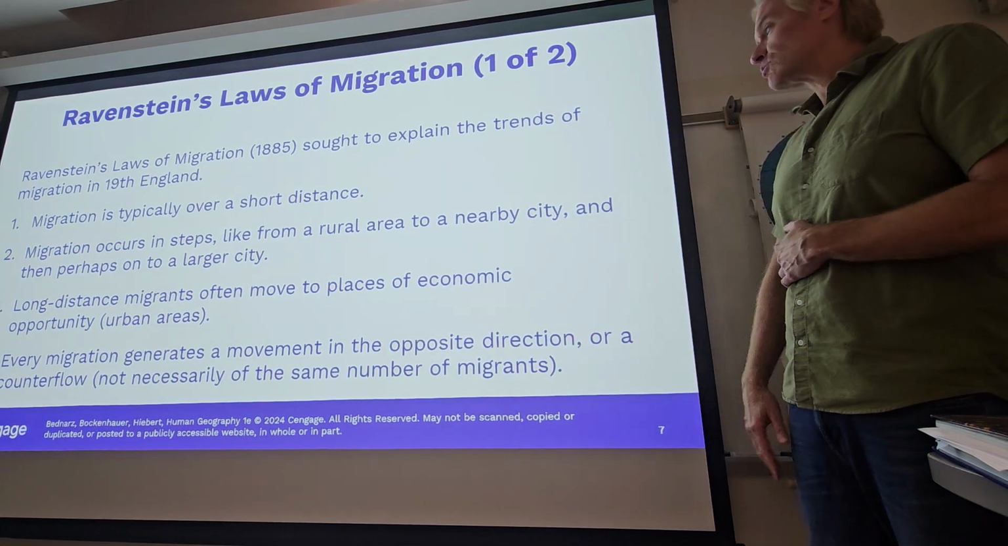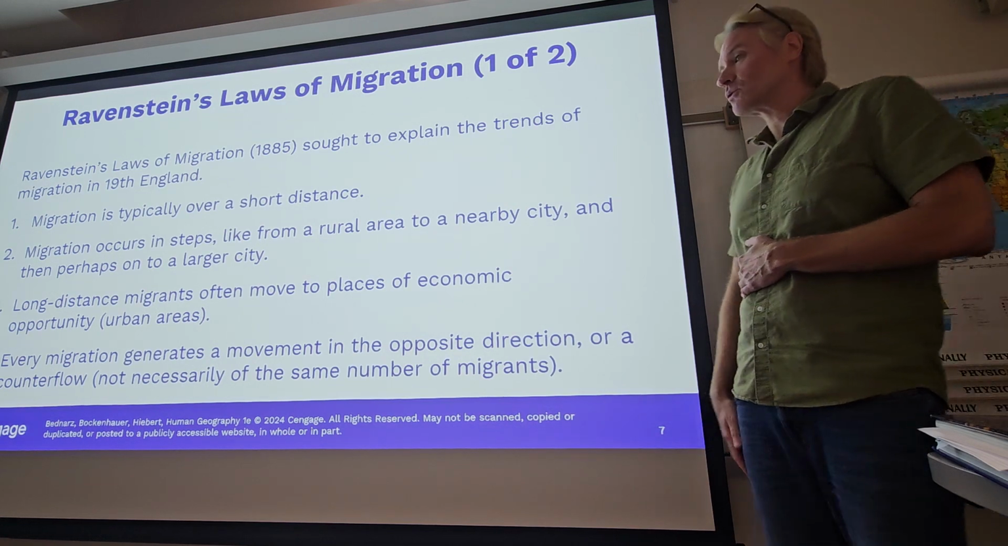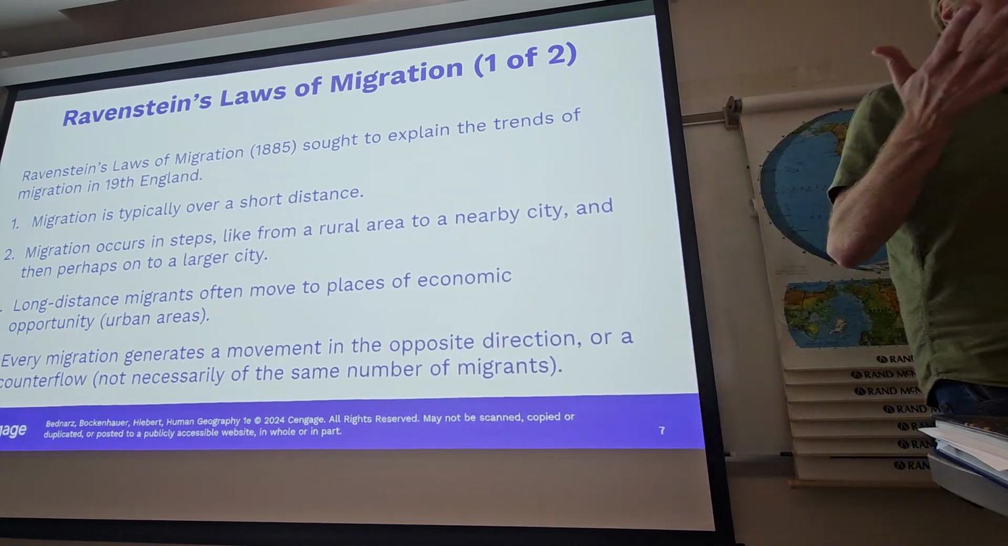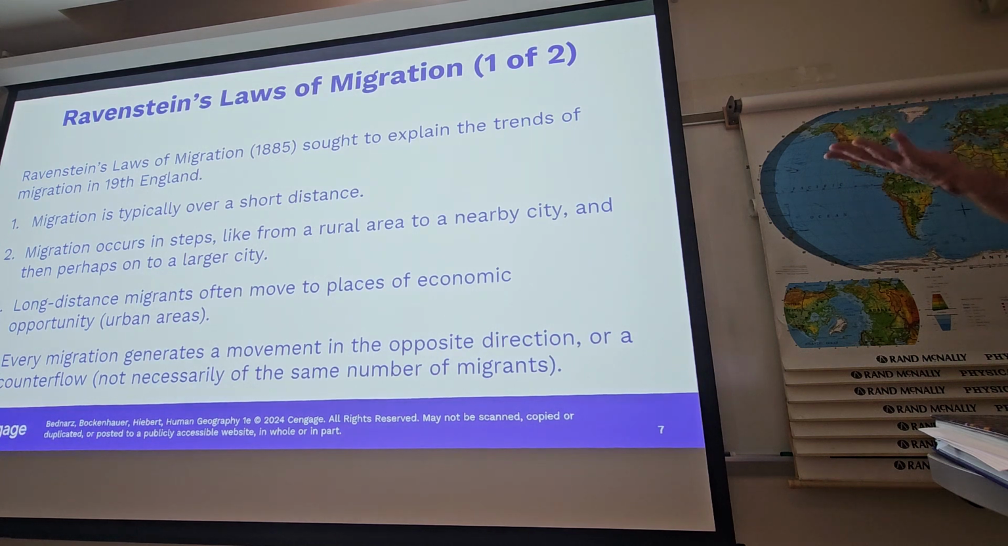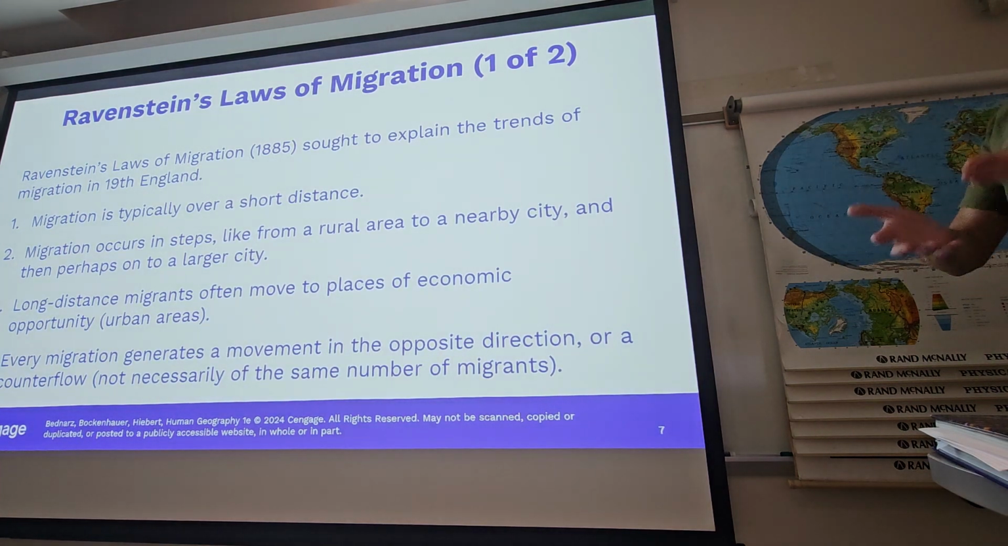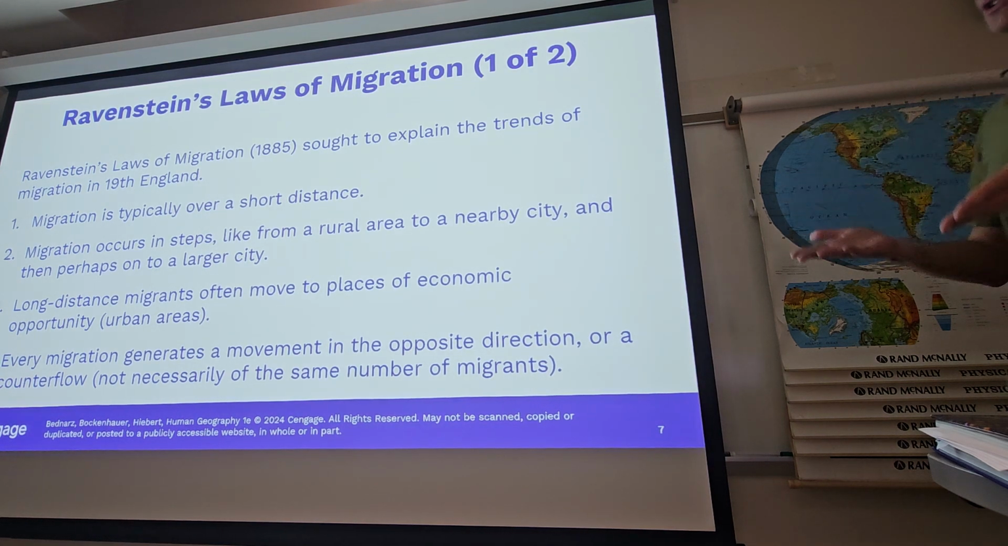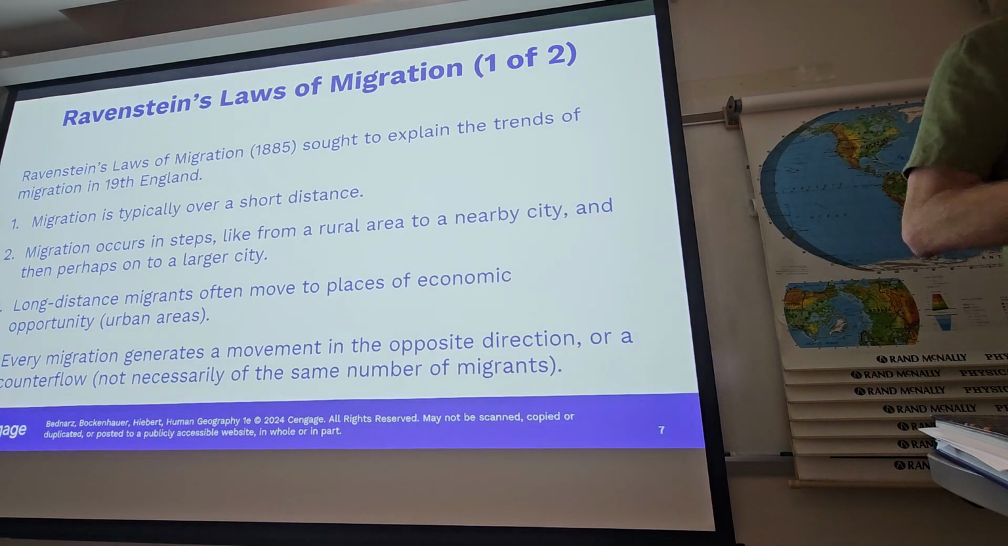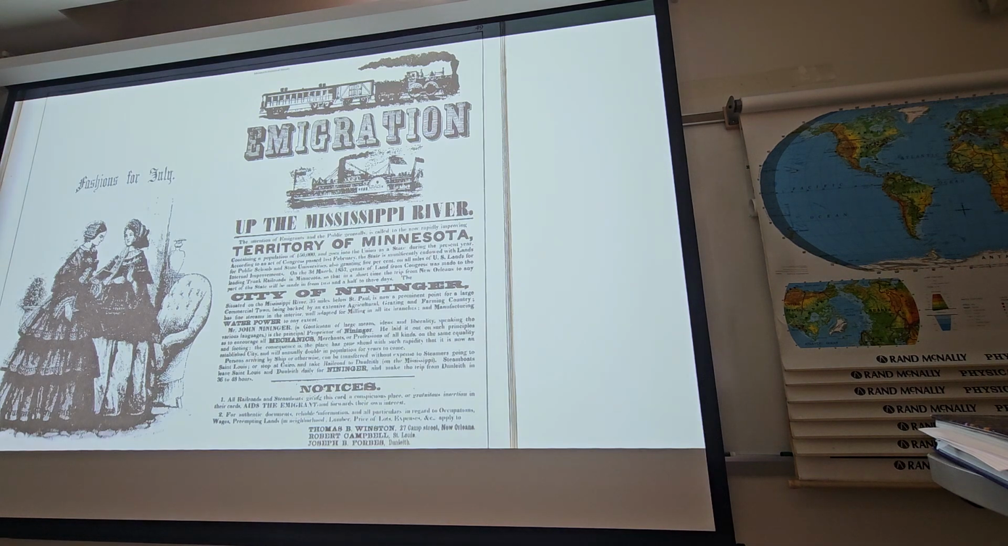Every migration generates a movement in the opposite direction, or a counterflow. Very often this is populations who maybe are guest workers and their time is up and they have to go back. Or sometimes they just want to go visit where they came from. Sometimes it's even the next generation that decides to check out the country that they came from.